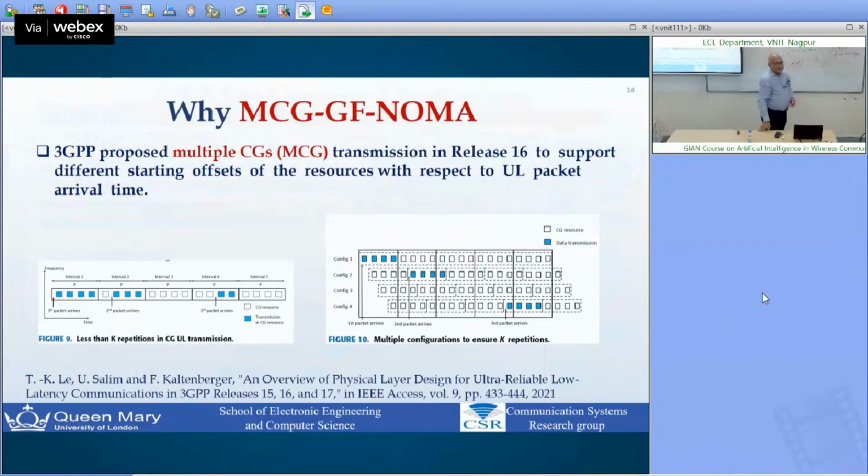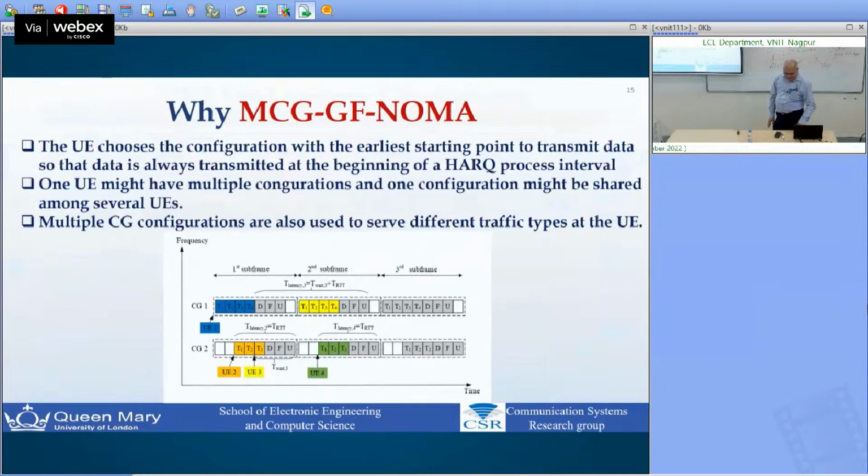That is what multiple configuration grants has been proposed in the standard Release 16 5G. In 4G there is only a single configuration grant. So now you can see the user equipment can choose the correct configuration with the correct starting point to transmit the data. One user equipment might have multiple configuration grants. For a particular user equipment, it can have 4 configuration grants.